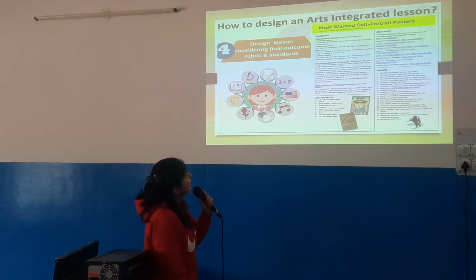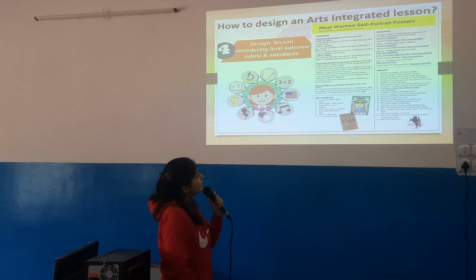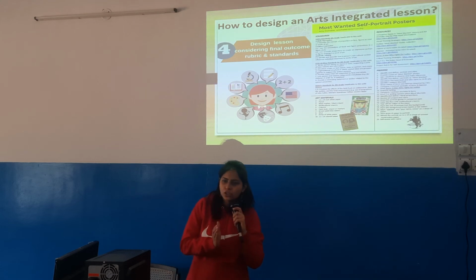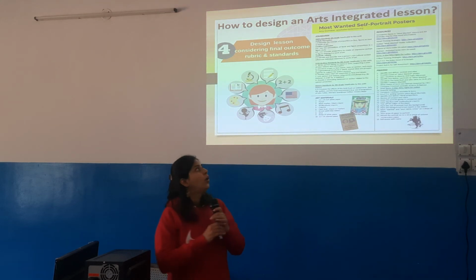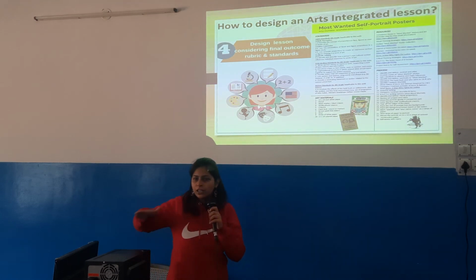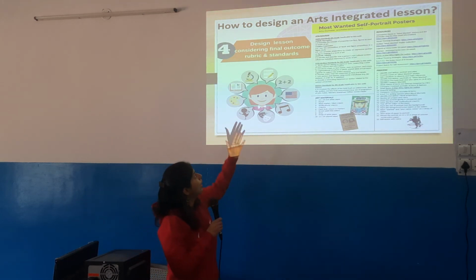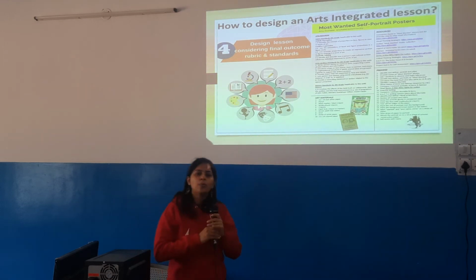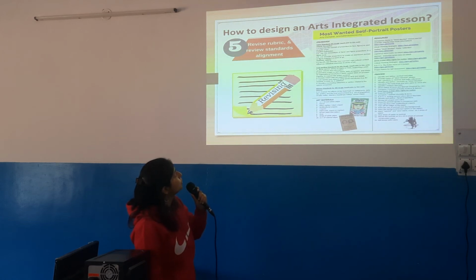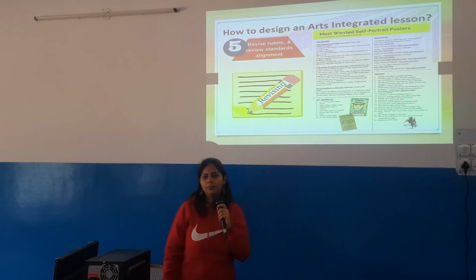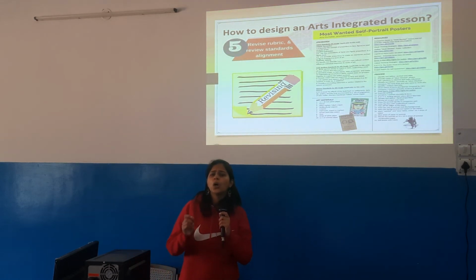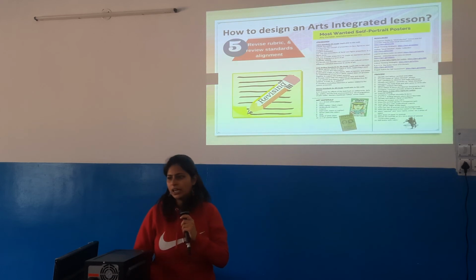Fourth, design the lesson considering the final outcome, rubrics and standards. This is required for the further connection of the chapters. Once the first topic is over, we can put this 4th stage into the picture, which is designing a lesson, but taking the lesson to the further extent where we can consider the final outcome, rubrics and standards for it. And the last stage says revise the rubrics and review standard alignment. And finally, we are done with the lesson planning, a short but concrete plan for art integrated learning.